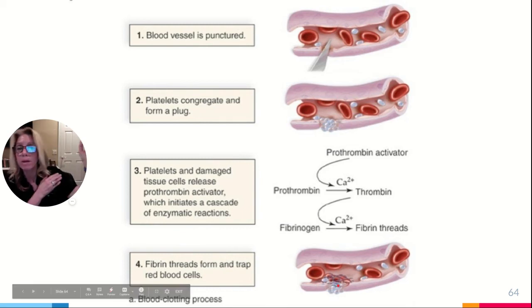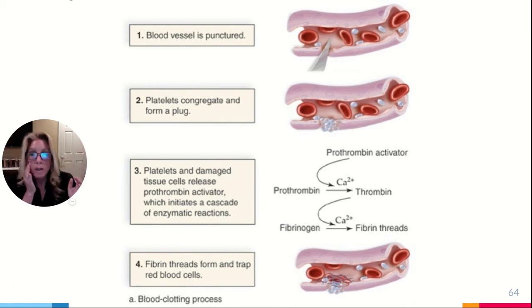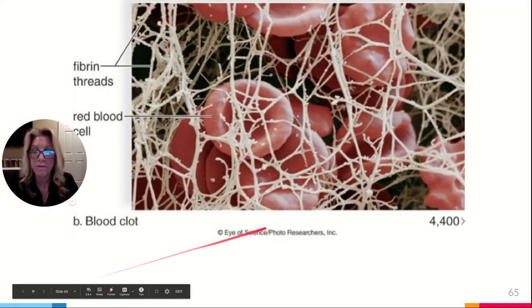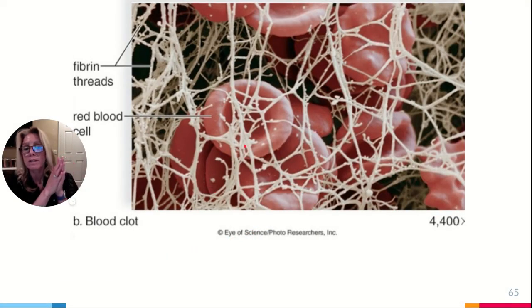And that's why you might apply pressure initially on a wound, because you're giving it a chance to build up those fibrin threads so it can withstand whatever hydrostatic pressure is coming at it. Hemophilia is an inherited clotting disorder caused by a deficiency in a clotting factor. Here you can see those fibrin threads, and then the red blood cells can get stuck in there, and then you can form that clot.